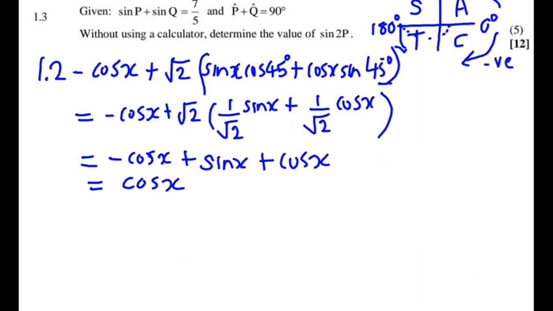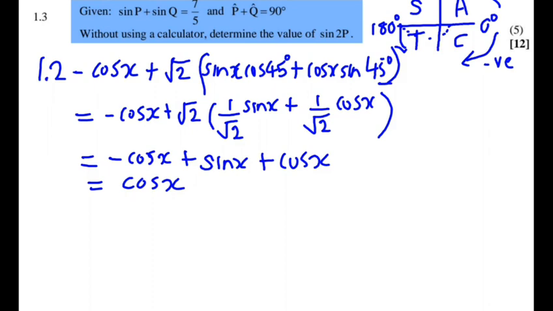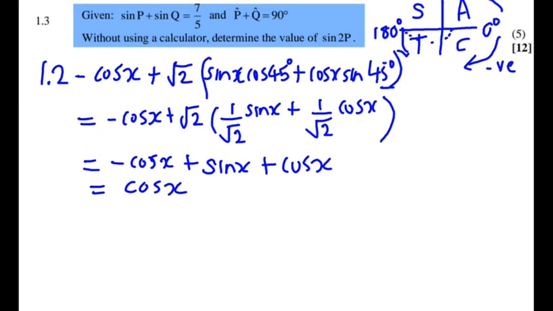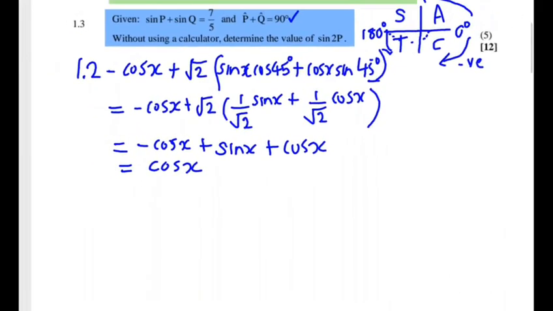Now 1.3 is quite interesting because I'm given a whole lot of information there. I'm given sine p plus sine q equals 7 over 5 and p plus q equals 90 degrees. So this idea of 90 degrees gives me a clue as to the idea that with co-functions, we can swap between the sine and the cos.